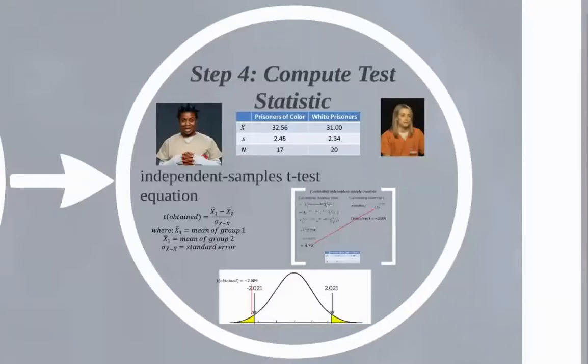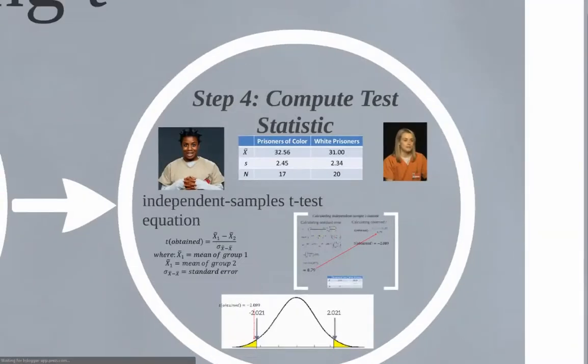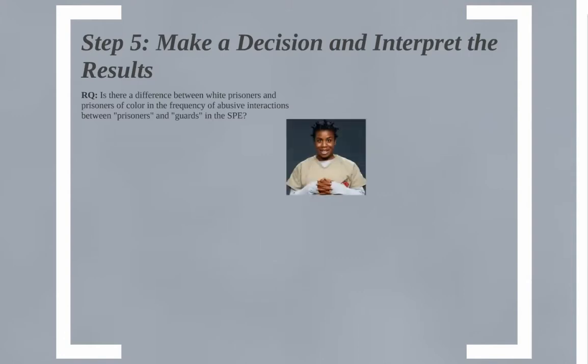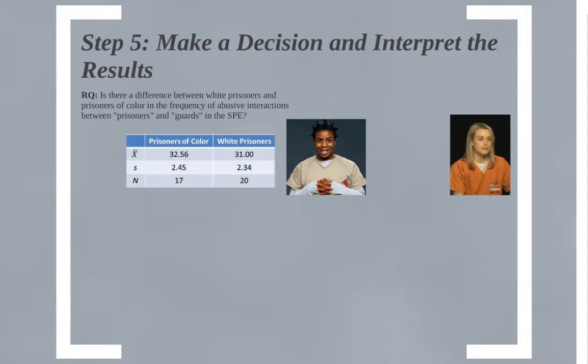So now we can take that information after we compute our test statistic, and we can go on and make a decision and interpret the results. And so again, let's get back to our research question. Is there a difference between white prisoners and prisoners of color in the frequency of abuse interactions between prisoners and guards in the Stanford prison experiment? And so as you see here, we have our prisoners of color versus our white prisoners, and we have our data here. And what we find is that they are not equal, right? So there is actually a difference between the two. That's what our data tells us.